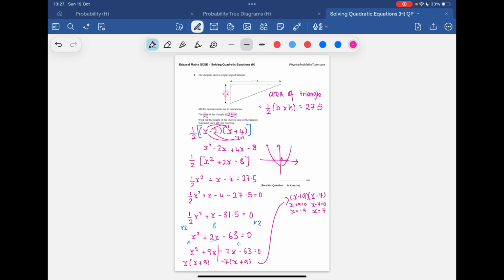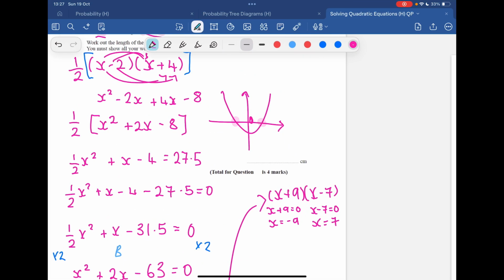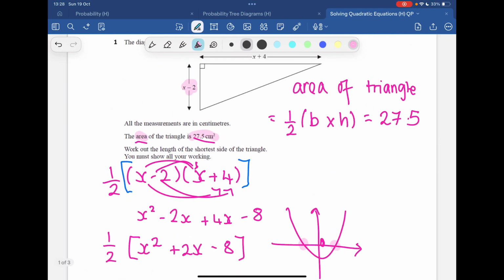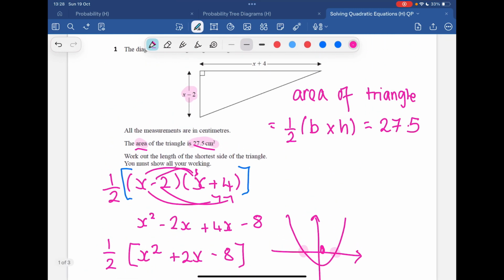So to work out the shortest side of the triangle, we just need to sub those values in. Obviously, here, one of our x values is negative. If we use this value here, we say minus 9 minus 2 is equal to minus 11.